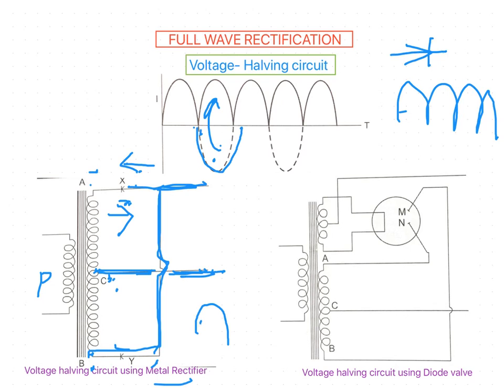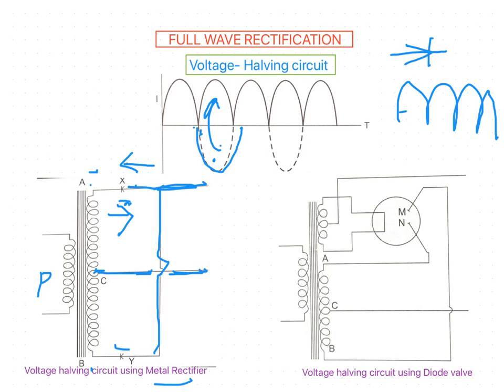And what about the remaining half? This alternating half cycle of the current has to be reversed now. Then how is the reverse of this wave going to occur? When the reverse occurs, what will happen? In the previous time, A is negative and B is positive. Now B is negative and A is positive.